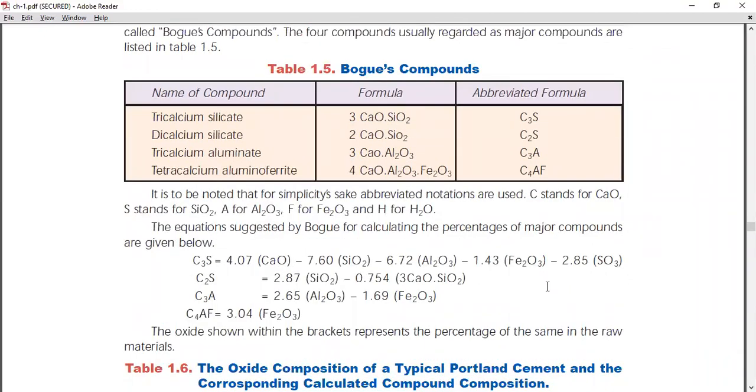Bogue's compound. We have stopped our lecture here and will go to Bogue's compound in the next lecture.